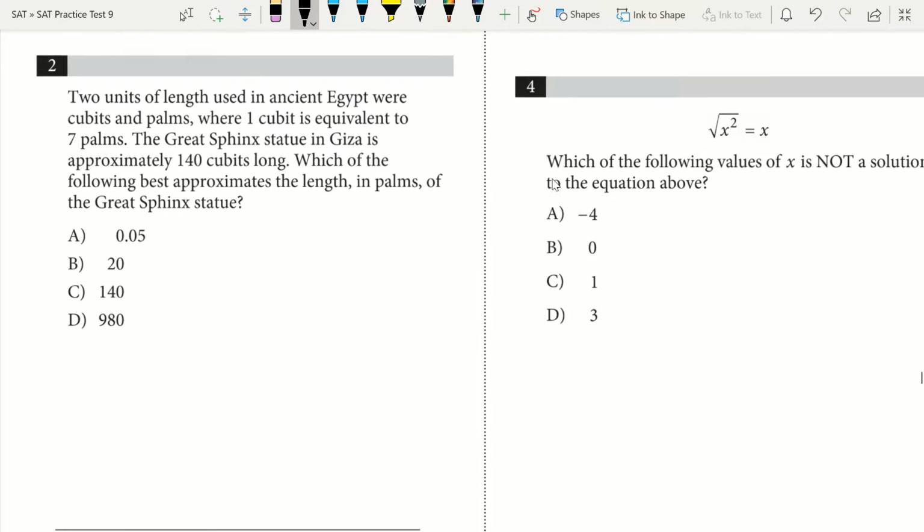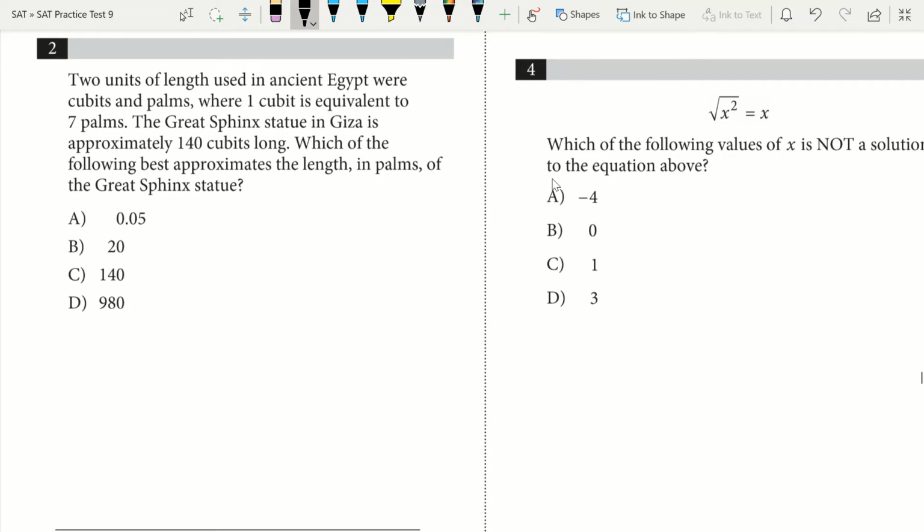Question 2. Two units of length used in ancient Egypt were cubits and palms, where 1 cubit is equivalent to 7 palms. The Great Sphinx statue in Giza is approximately 140 cubits long. Which of the following best approximates the length in palms of the Great Sphinx statue? Alright, well I have its length in cubits, and I know that 1 cubit, right, I put cubits on the bottom so my cubits cancel, is equal to 7 palms, which I'm going to represent as 7p, right? I'm not multiplying by p or c, those are just my units.